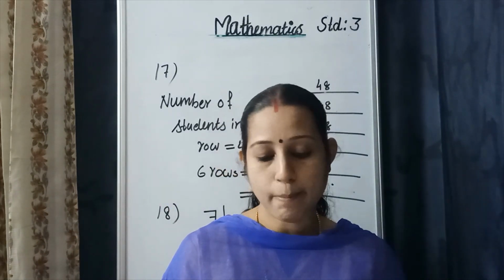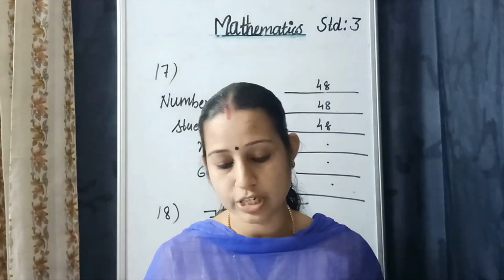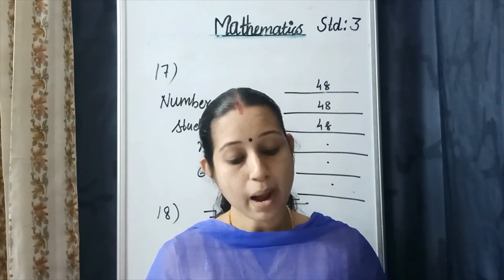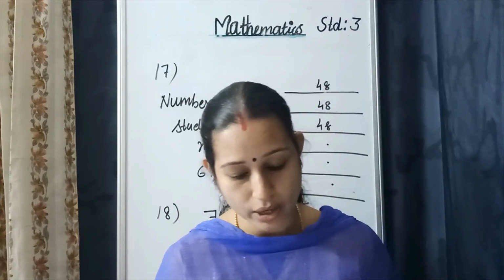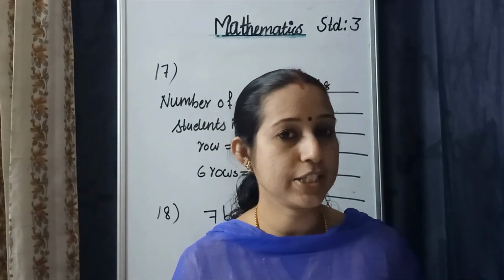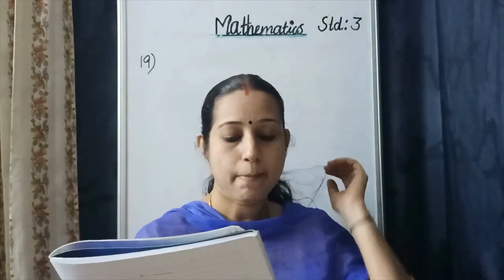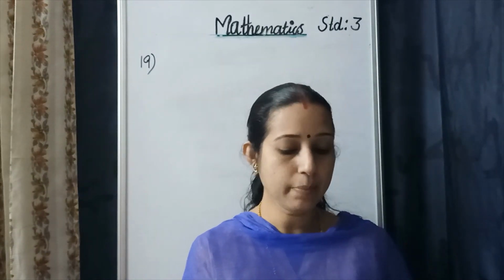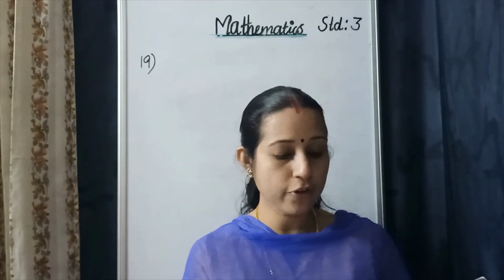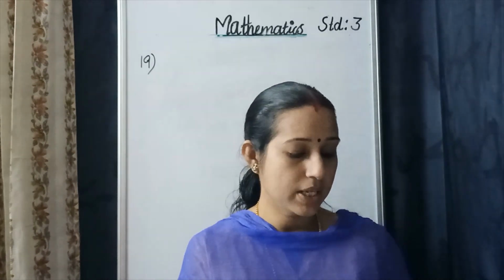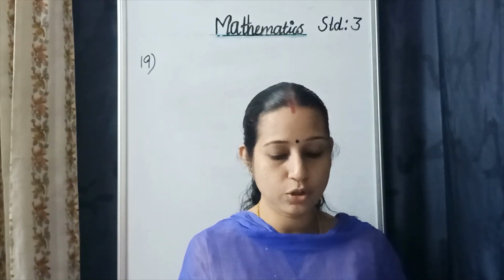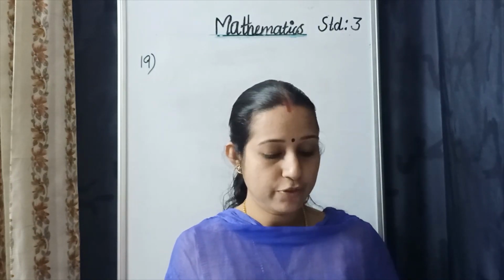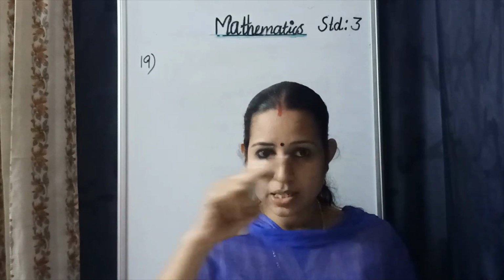Then the statement: number of oranges in one box is equal to 19, number of boxes is equal to 7, therefore number of oranges in 7 such boxes is equal to 19 into 7. Clear? Question number 19: each child carries 9 notebooks. How many notebooks will 45 children carry? One more question is, verify your answer using both methods of multiplication. That question is not needed, just cut that question.